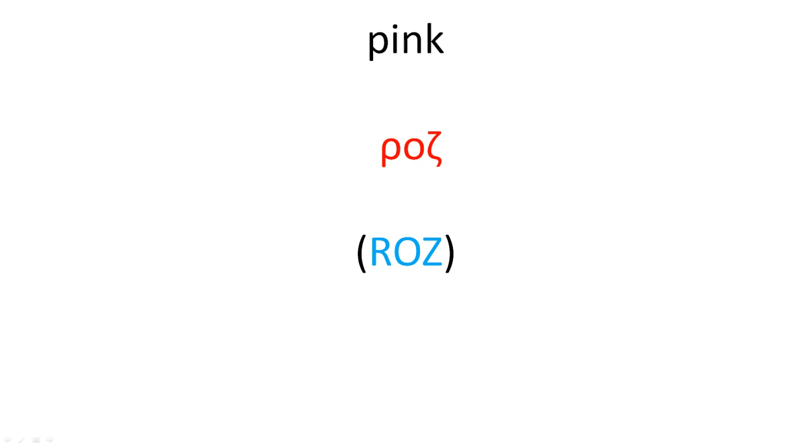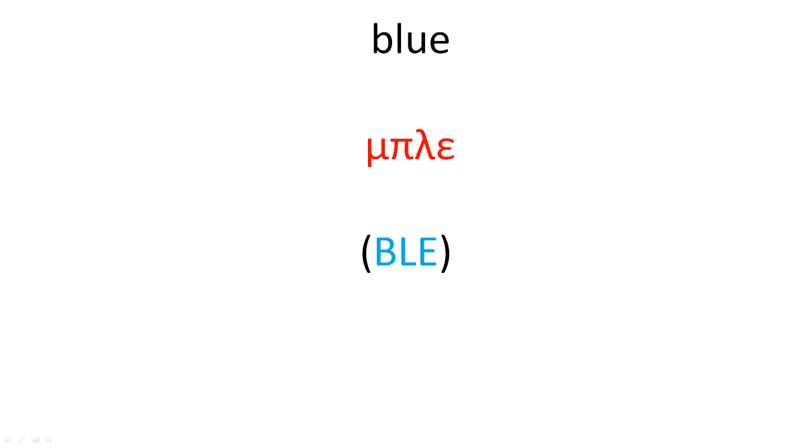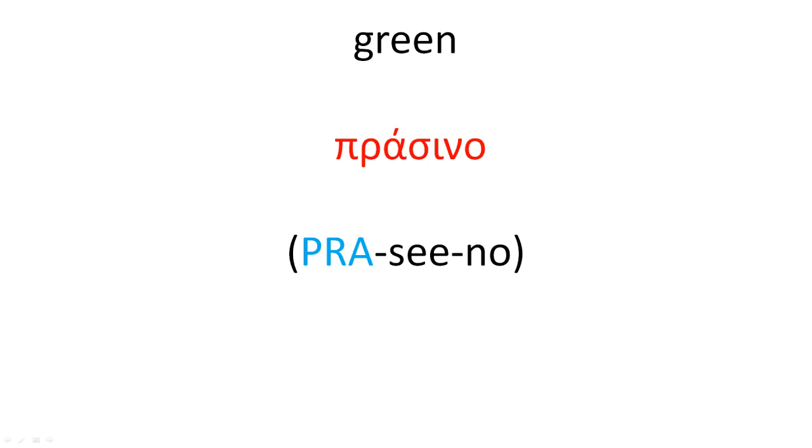Pink is translated as rose. Rose. Yellow is translated as κίτρινο. Κίτρινο. Blue is translated as μπλε. Μπλε. Green is translated as πράσινο. Πράσινο.